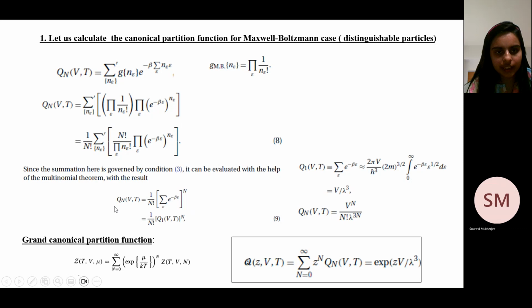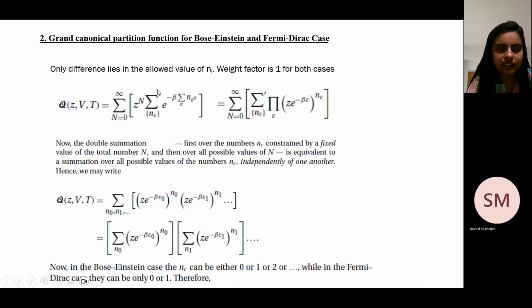Okay. And what you can do is extend it to the grand canonical partition function. There you would have this extra z that comes in, where z is the fugacity of your system, right? So if you want to find the grand canonical partition function for the Bose-Einstein and the Fermi-Dirac case, what do you do? The only difference is in the allowed values of Ni, right? The weight factor is 1 for both cases because both are for indistinguishable particles.